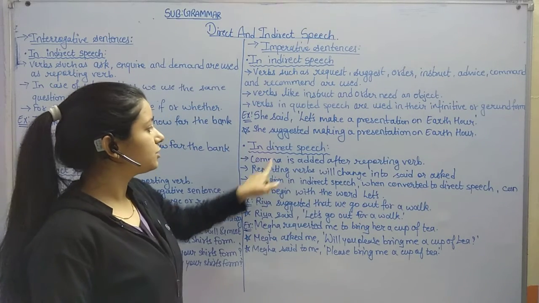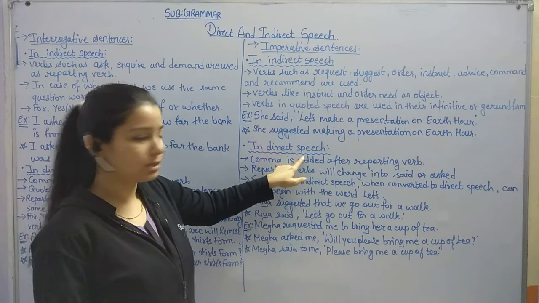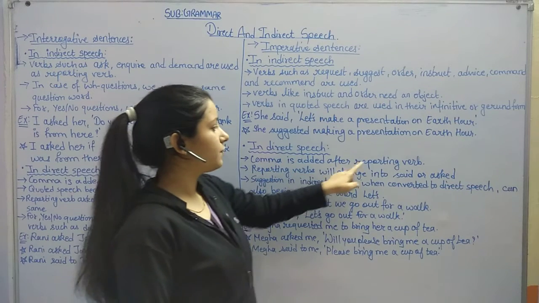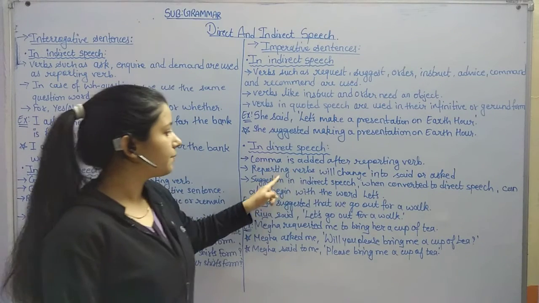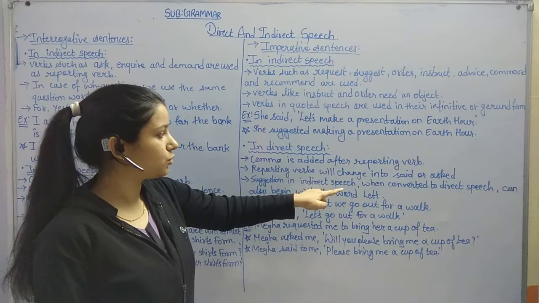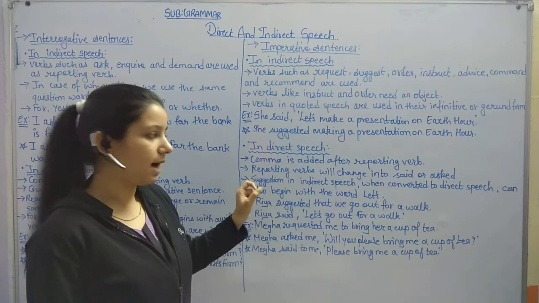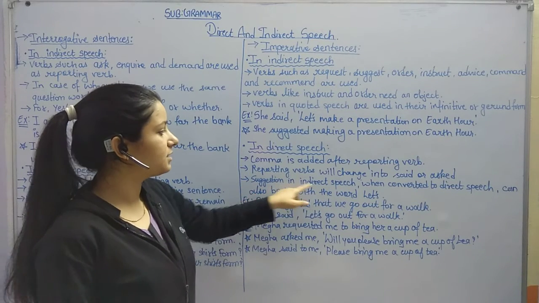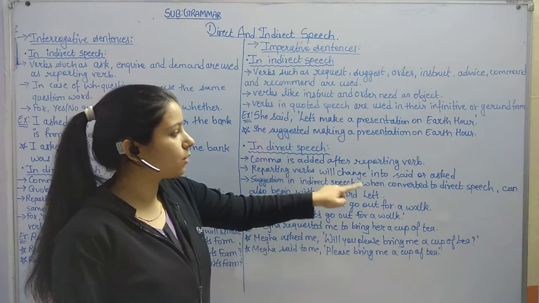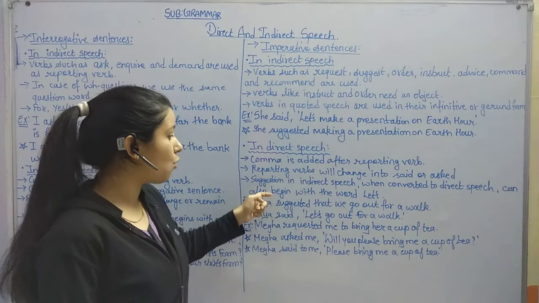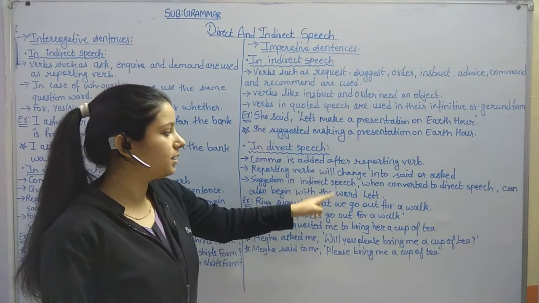Now while changing into direct speech, a comma is added after the reporting verb. Reporting verbs will change into say or ask. A suggestion in indirect speech, when converted to direct speech, can also begin with the word let's.